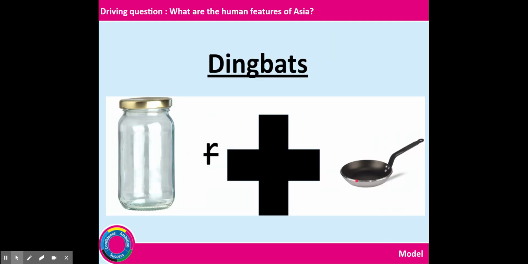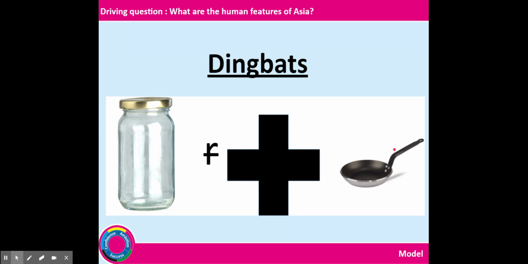Now, before we explore Asia's growing populations and we go through our reading and the reasons and impacts behind this, let's do a quick activity, shall we? So we're going to do an activity called Dingbats. This is where pictures and letters are put in place of a word, and you have to guess the country.